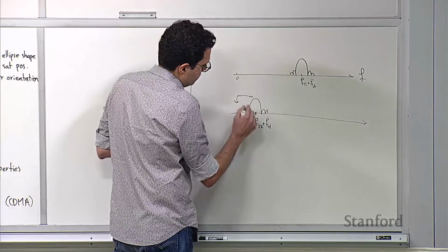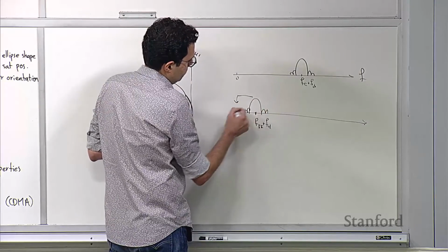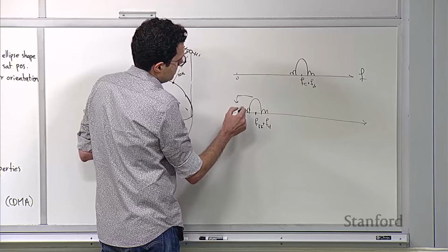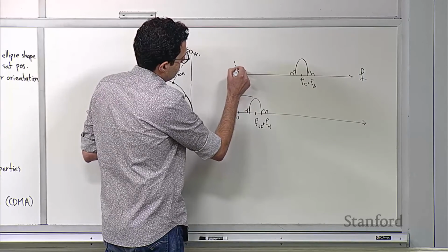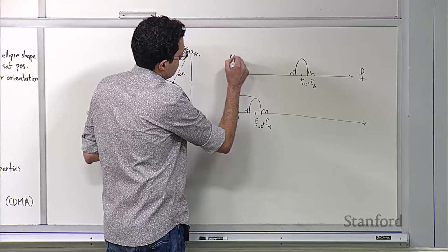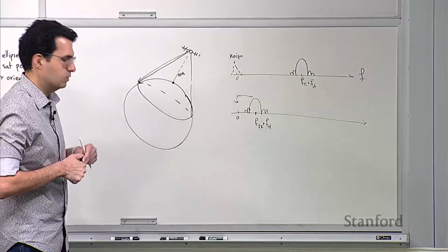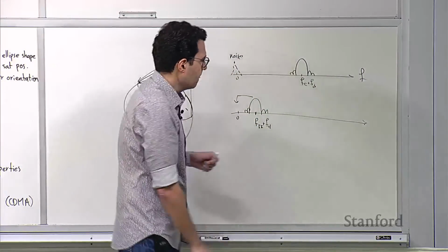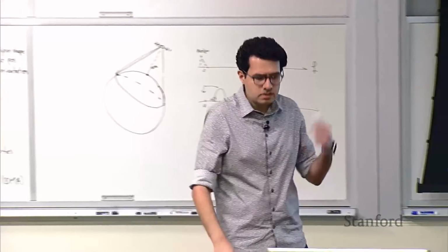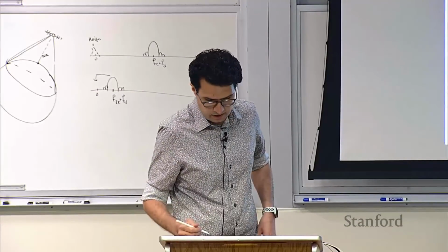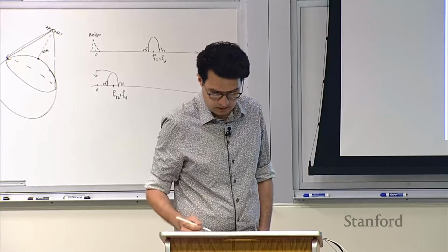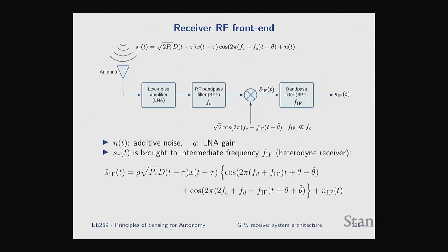And again, the reason you come here first and not directly to around DC is that there's a lot of noise usually around here. So there's noise. And you don't want to directly bring your signal to the noisiest part of the spectrum. It's just one architecture choice. There are systems that do homodyne, which brings it directly to DC.